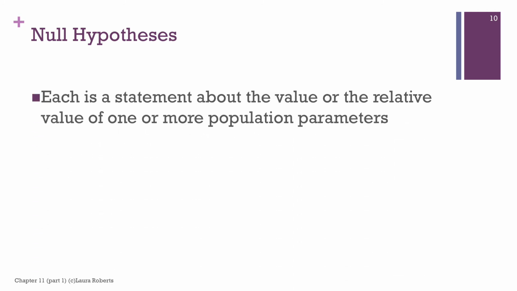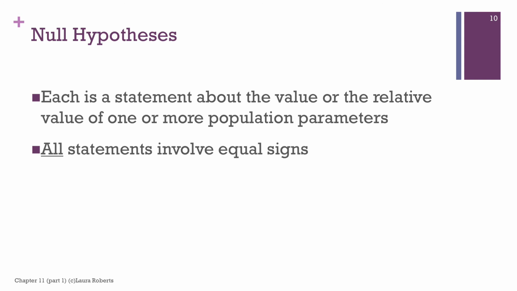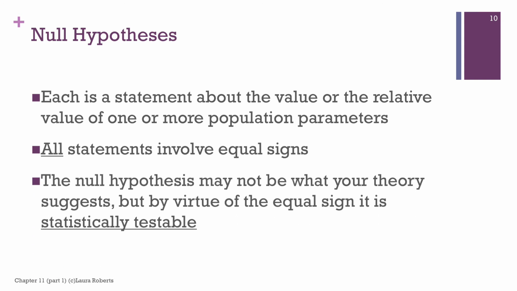Each is a statement about the value or the relative value of one or more population parameters. All statements involve equal signs. The null hypothesis may not be what your theory suggests, but by virtue of the equal sign, it is statistically testable.